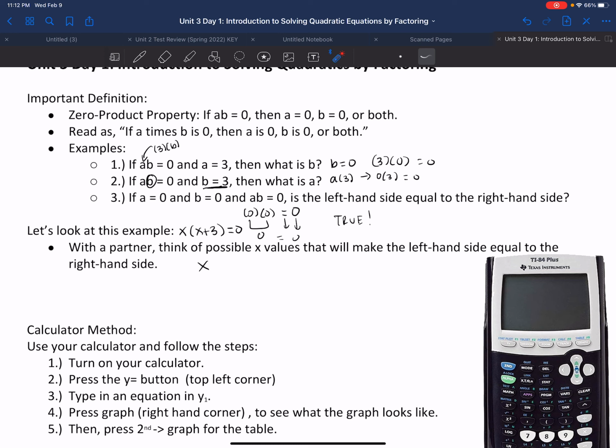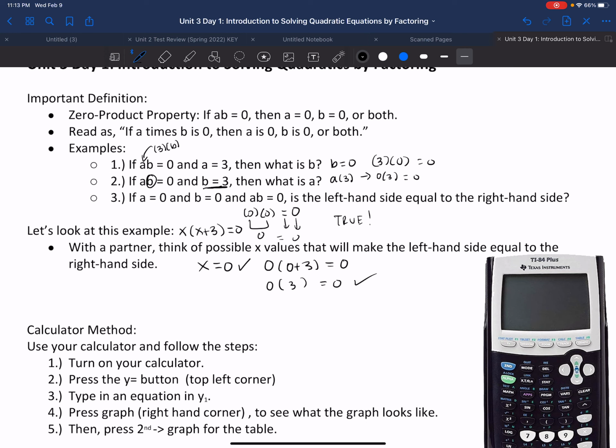Okay, well, I'm thinking if I put x is equal to 0, let's plug it in. I'm going to use this and plug it into here and here. So then I have 0 times the quantity 0 plus 3, and I'm going to rewrite the right-hand side, which is equal to 0. Okay, so I'm left with 0 times 3, and 0 times 3 is what? 0. So that means the left-hand side is equal to the right-hand side, so this is my possible value, x is equal to 0. That's one of my answers.